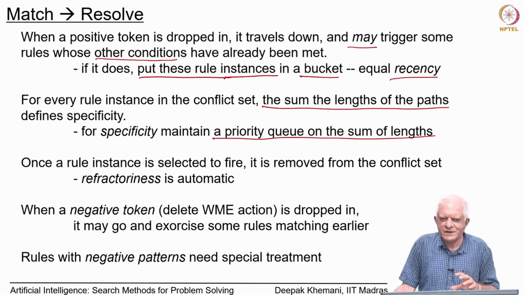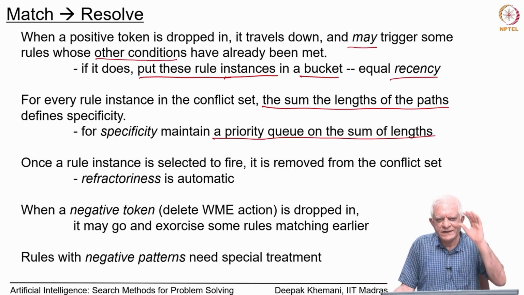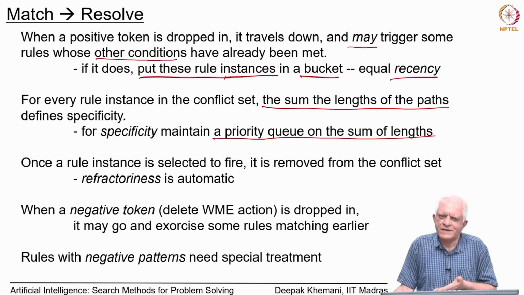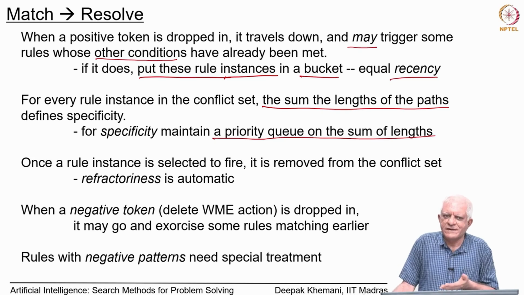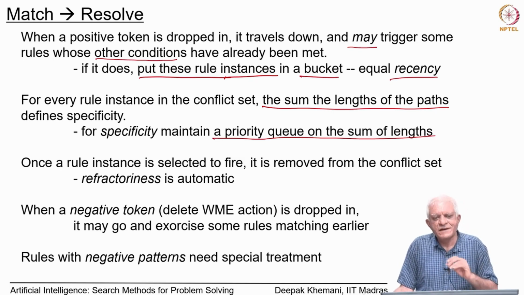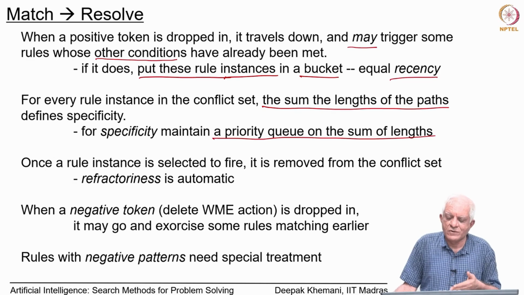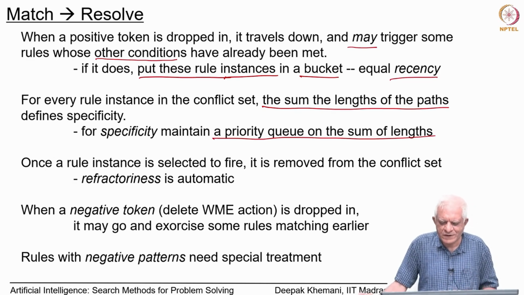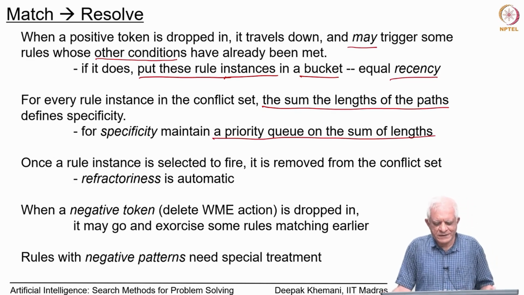I have done this in a bit of a hurry, but if you think carefully about this, it is the tokens which are travelling down, and the pattern which is a negative pattern essentially says that I do not want such a token. If such a token comes, and if I was matching earlier, I will go out of the conflict set. But if a negative token comes and I was not matching earlier and it has deleted the token which I do not want, then I should go into the conflict set. It needs a little bit of thought, and hopefully you will work on it.